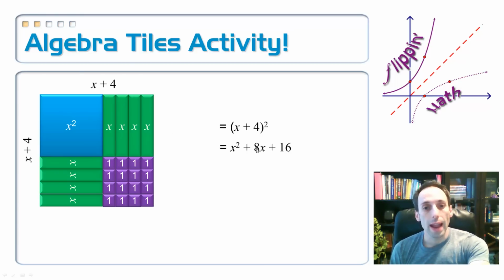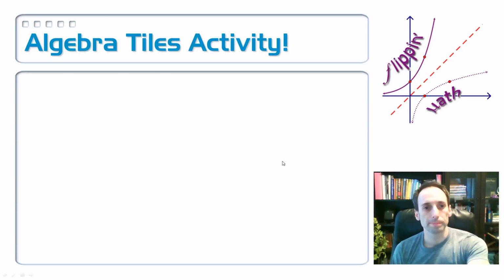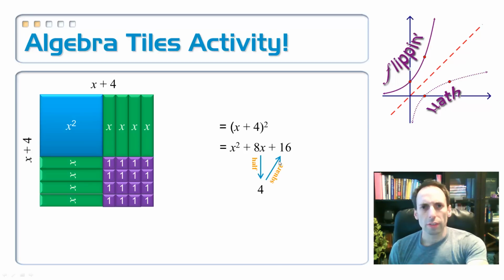Okay, so again, algebraically, I'm taking half of the middle term, so I get 4. And then I square that term and I get my 16. Can you see that for another second?